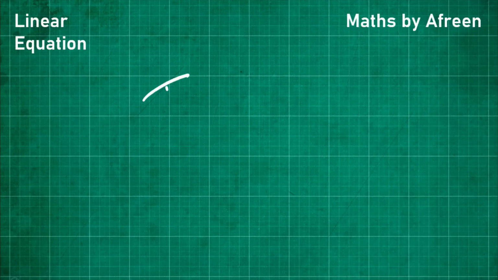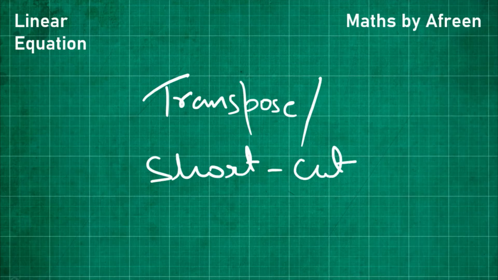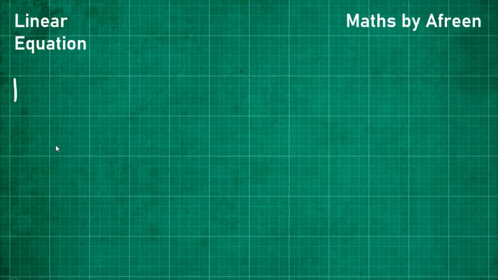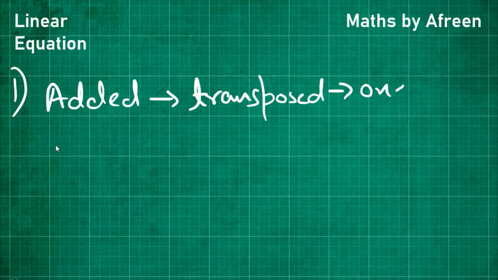Now we will discuss about the transpose method, or shortcut method. Okay, we will discuss about the first transposition method. What is in the first transposition method? In an equation, an added term will be transposed from one side to the other.